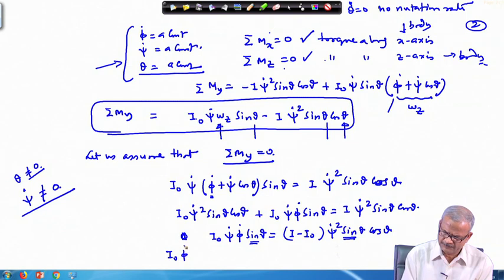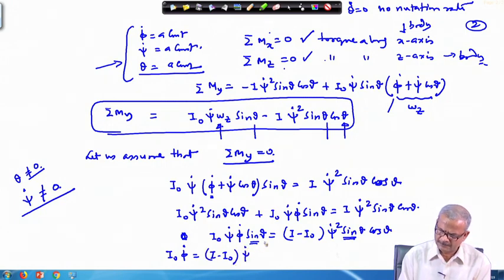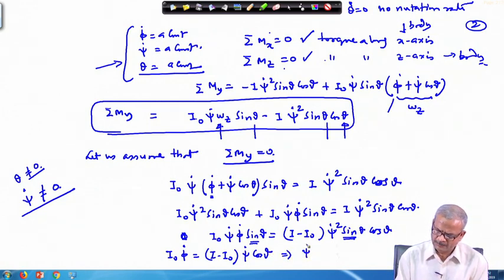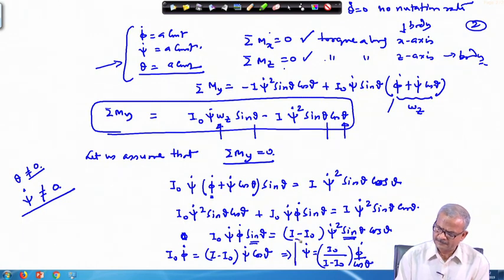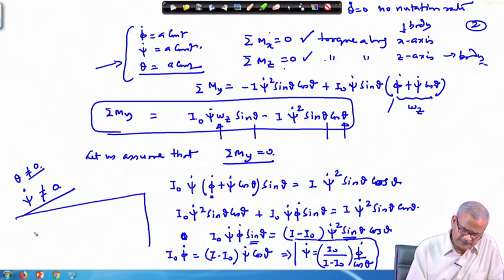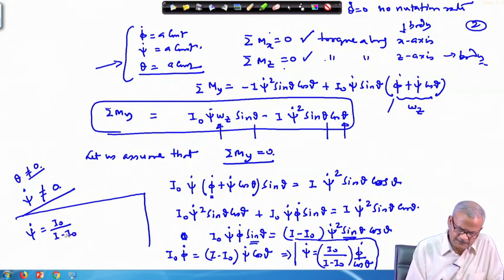I0 times phi dot equal to (I − I0) psi dot cos theta. So, this implies psi dot equal to I0 divided by (I − I0) times phi dot divided by cos theta. Means the equation we have got here is psi dot equal to I0 divided by (I − I0) times phi dot divided by cos theta.